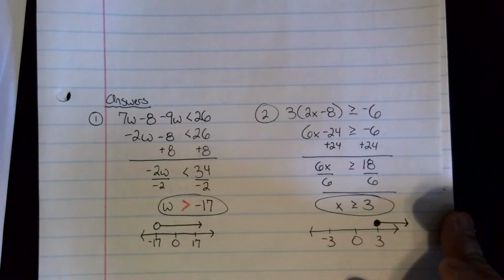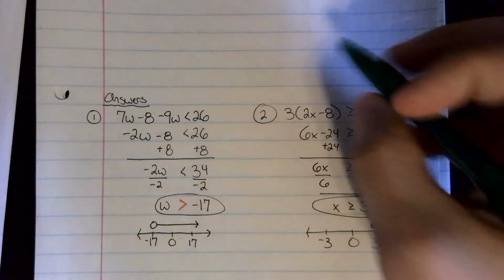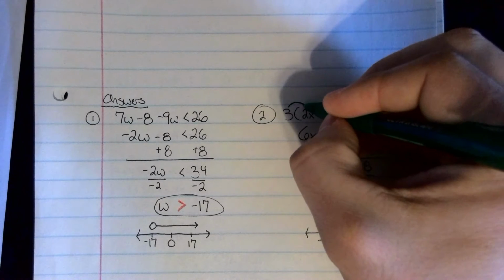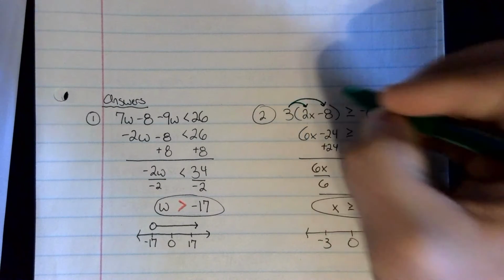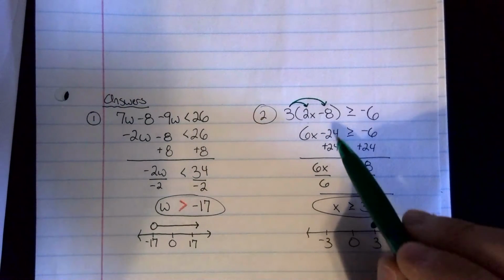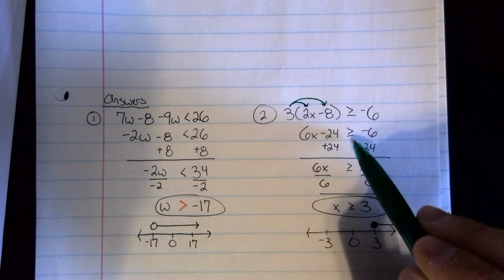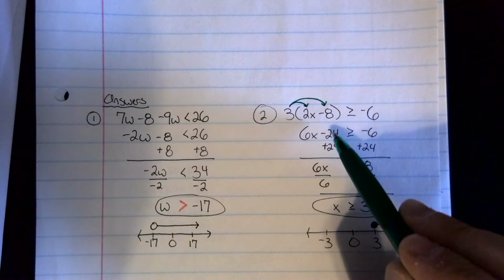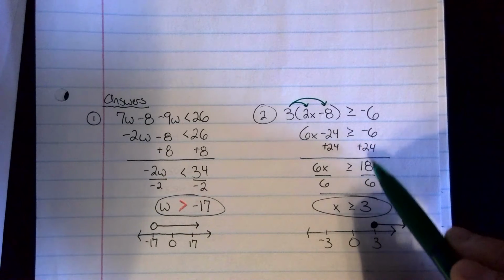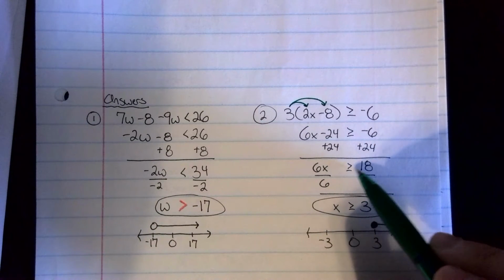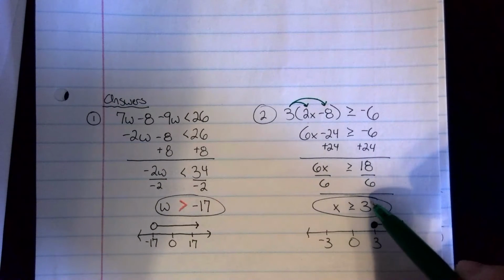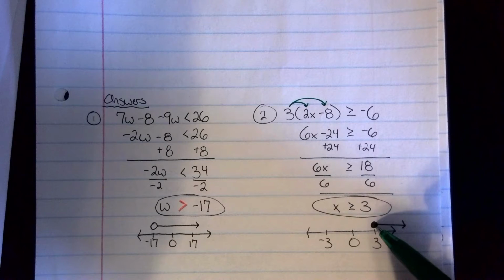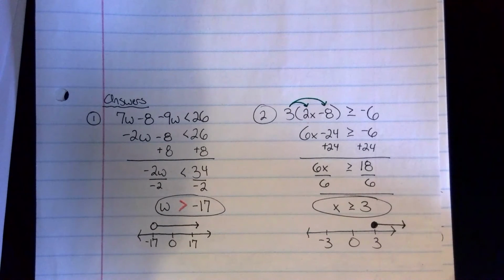Here for number 2, we start by doing the distributive property, so I multiplied the 3 times the 2x and the 3 times the negative 8, and I get 6x minus 24 is greater than or equal to negative 6. Add 24 to both sides. Get 6x is greater than or equal to 18. Divide by 6. X is greater than or equal to 3. Filled in circle, arrow to the right.